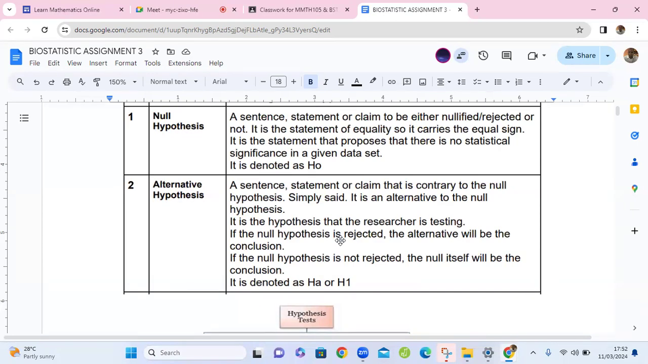If the null hypothesis is rejected, then the alternative will be the conclusion. If the null hypothesis is not rejected, then the null itself will be the conclusion. And the alternative hypothesis is denoted as H sub A or H1. So if you see HA or H1, you will know it is the alternative hypothesis.